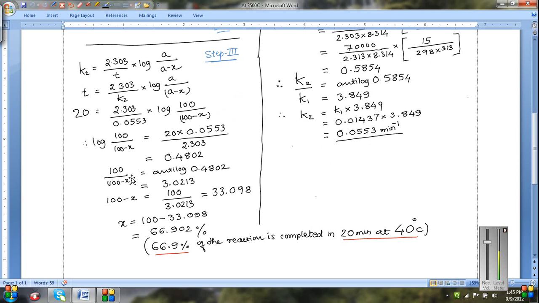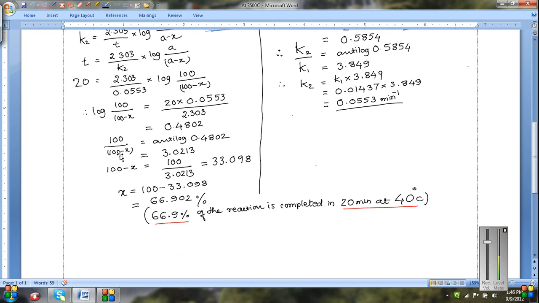I want 100 upon 100 minus x. 100 upon 100 minus x is antilogarithm of 0.4802. Antilog of 0.4802 is 3.0213. Therefore, 100 minus x is equal to 100 divided by 3.0213. That is equal to 33.098. This is 100 minus x. Therefore, x equals 100 minus 33.098. It is equal to 66.902%.